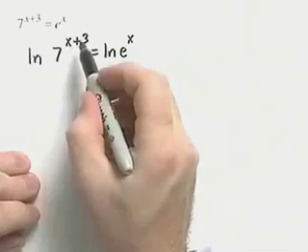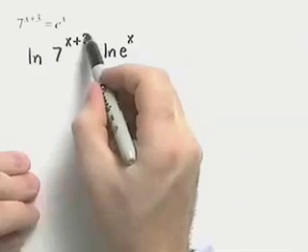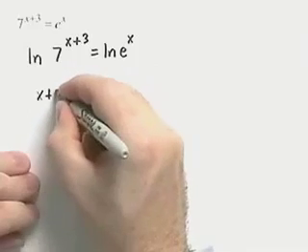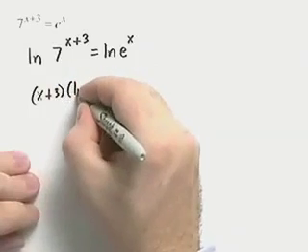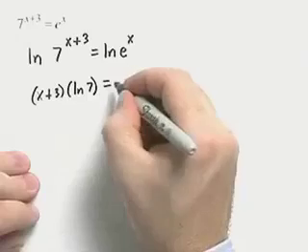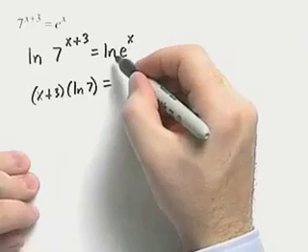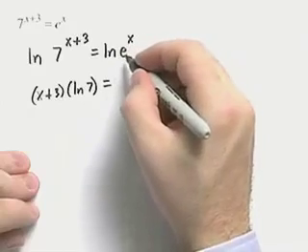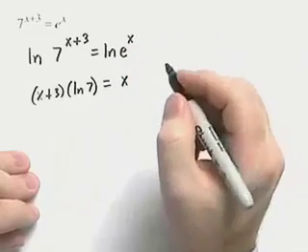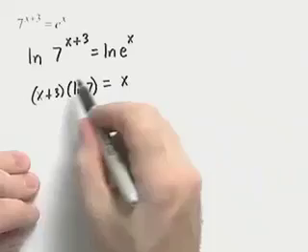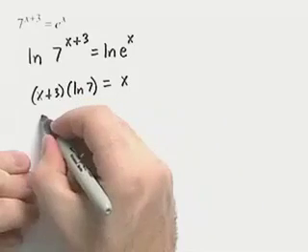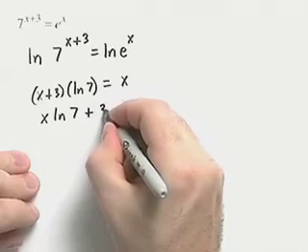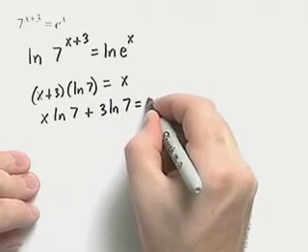The natural log of 7 to the x plus 3, using our rules for logarithms, this x plus 3 power will come out in front. So we'll have x plus 3 times the natural log of 7. Now here we're taking the natural log of e to the x. Since the base of the natural log is e, these cancel each other because they're inverse functions, and we just get x. Now we're going to try to isolate the x terms together, so we need to distribute. We'll get x times the natural log of 7 plus 3 times the natural log of 7 equals x.